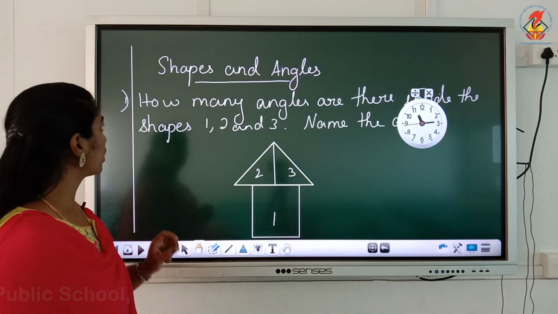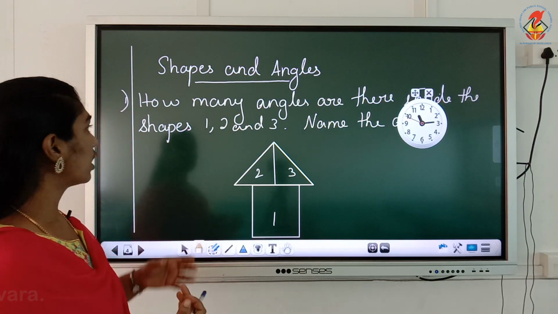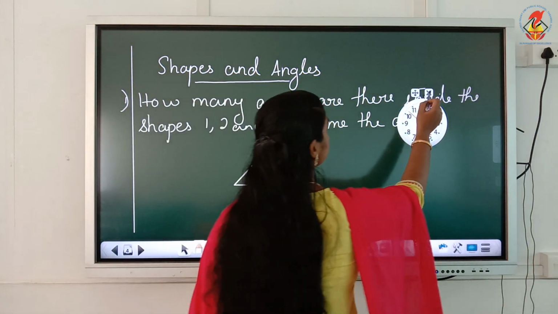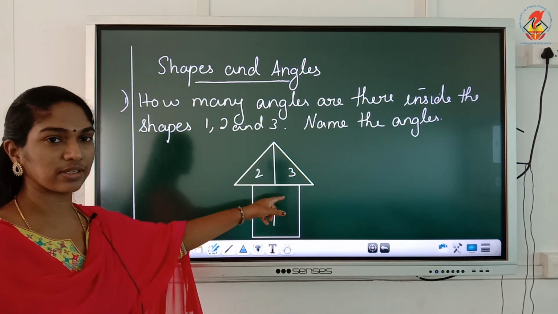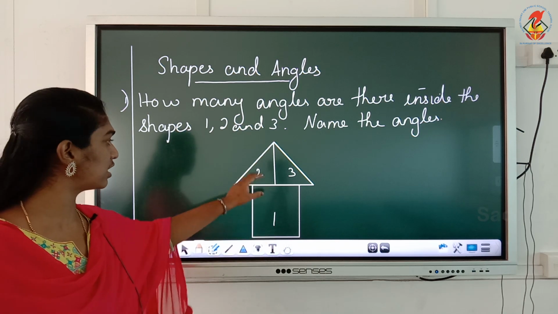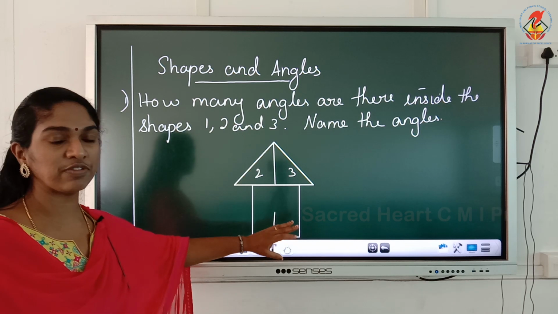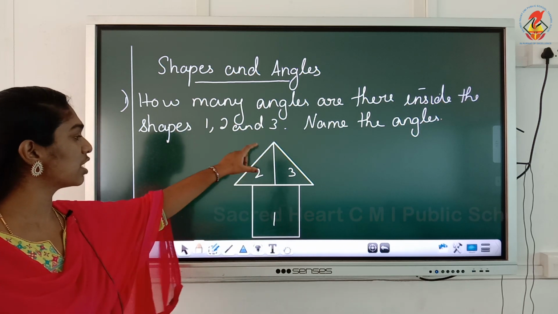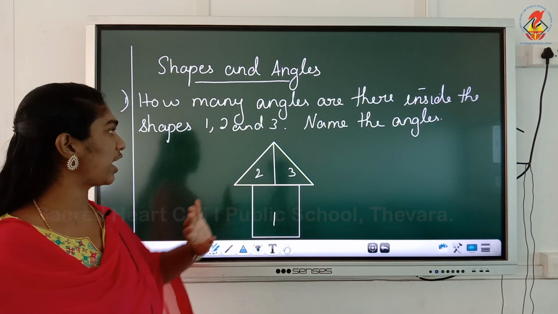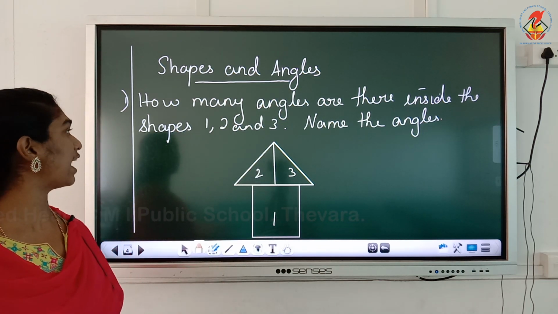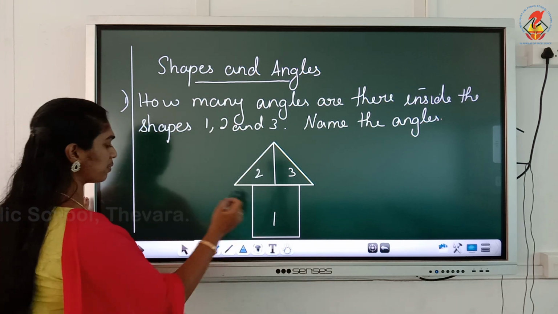Now, next we will move on to shapes and angles. We are going to connect shapes and angles here. You have a first question. How many angles are there inside the shapes 1, 2 and 3? I have a shape here. This is a rectangle. Here I have two triangles. Together it looks like the front part of a house. So we have divided it into three shapes, one rectangle and two triangles. They are asking how many angles are there in shapes 1, 2 and 3, and you have to name the angles. So first we will take picture 1.